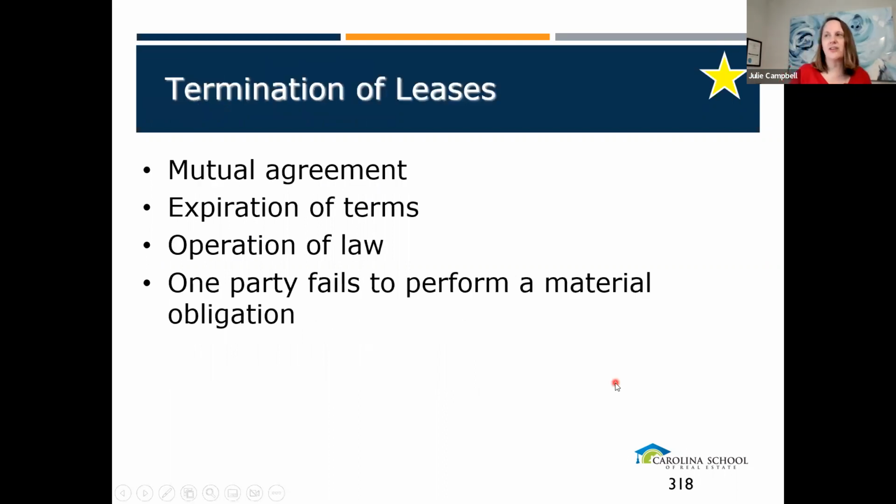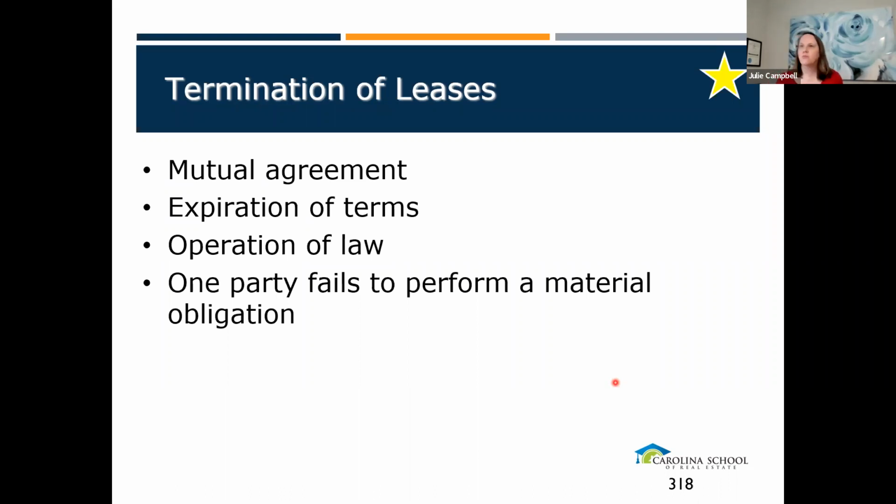Most leases have to eventually end. So how do we end a lease? Mutual agreement: the parties agree to get into a lease, the parties can agree to get out. If the lease expires, if it's an estate for years and the lease expires, it's going to end the lease by operation of law. If the landlord loses the property in foreclosure or bankruptcy, that will terminate the lease. There are laws in place to protect the tenant in the event of foreclosure.